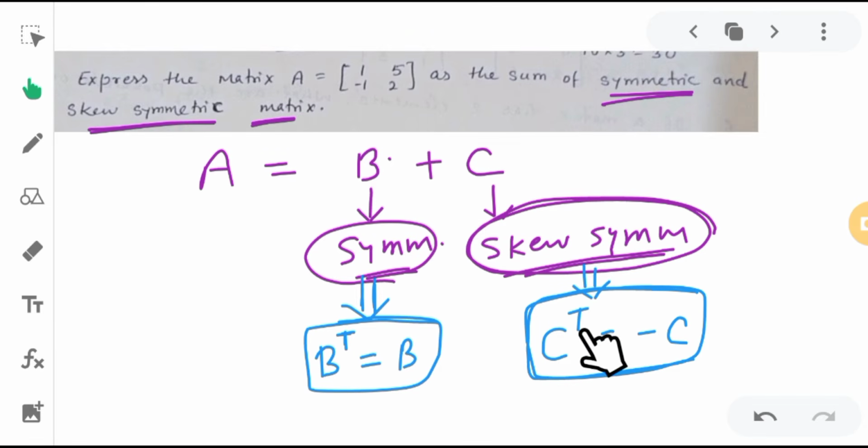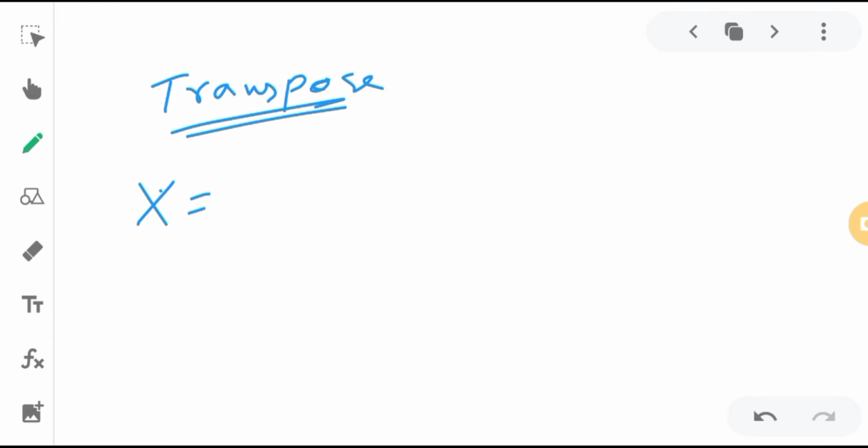So one term came here, transpose. What is the meaning of transpose? So I will explain this also. Suppose I take a matrix X, that is 1, 2, 3, 4. I am taking a 2 cross 2 matrix, and we have to find the transpose. This is the symbol of transpose. Either you can use this symbol or you can use this symbol, both are fine. I am using the T symbol, T for transpose.